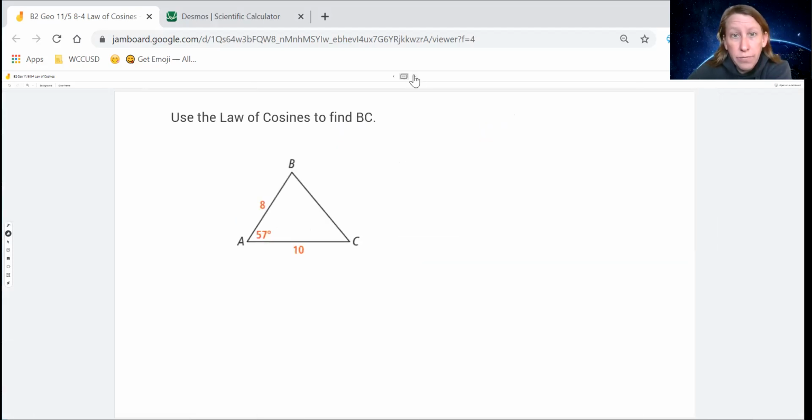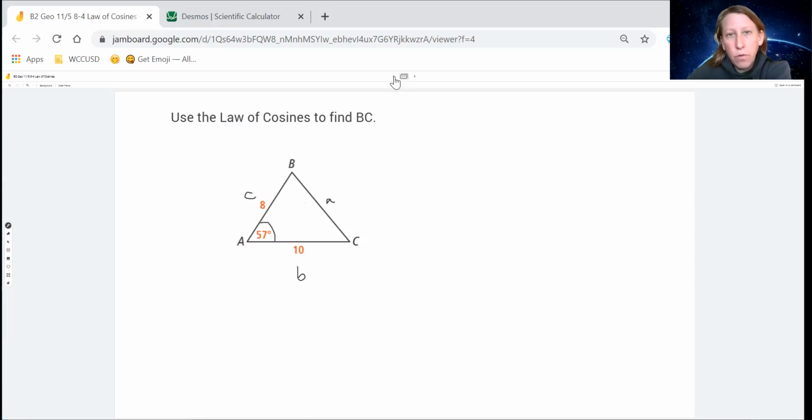So let's try it. The first thing I'm going to do is label my sides. This is going to be side A. I'm going across the triangle from angle B. I'm going to call that side B. And I'm going to go through the triangle from C. And then 8 is going to be the length of this side. This is angle A right here.